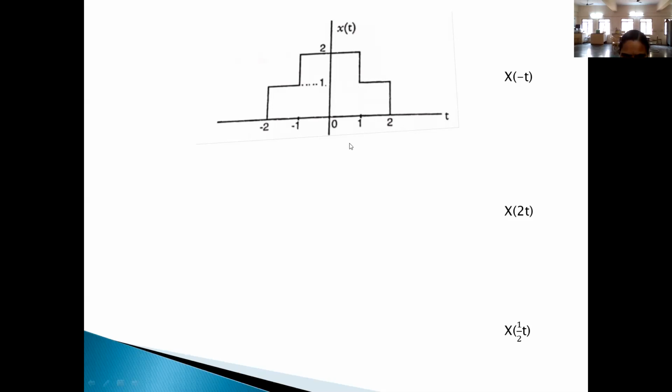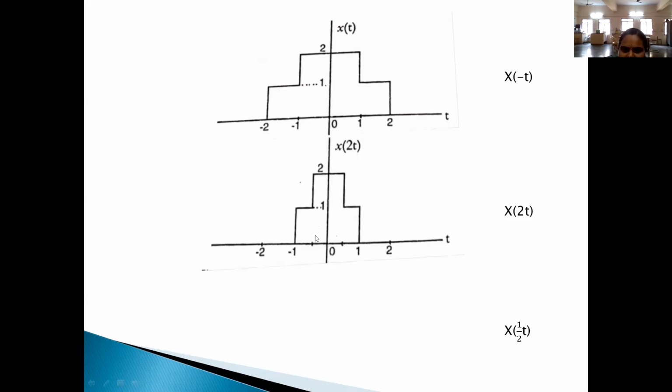Then what is the change if I change the time? Observe here, the value is changing from, instead of -2 to +2, it's changing from -1 to +1.